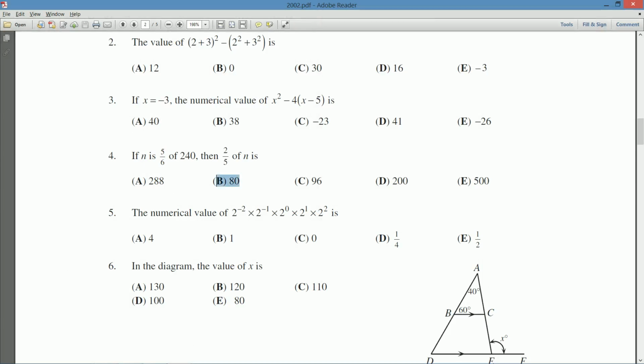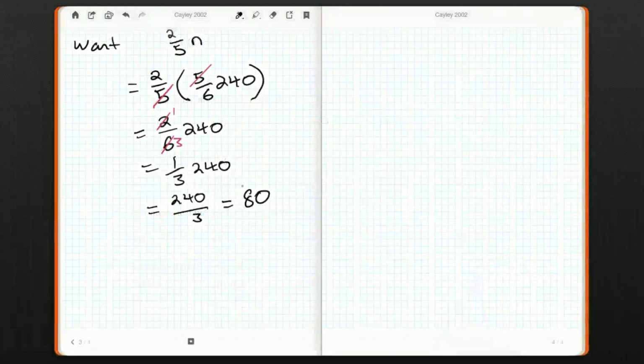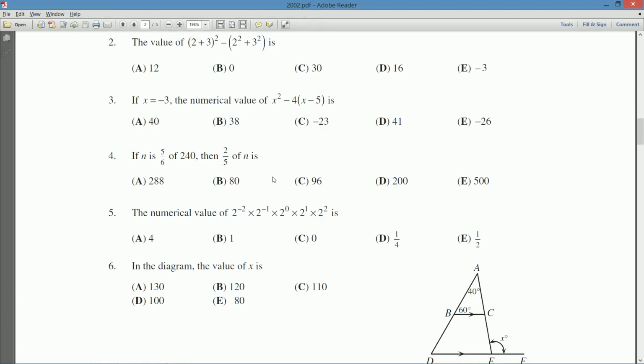Okay, so here we have 80. So our answer that we'll bubble in on our sheet is going to be B. Okay, so that was a pretty quick question. Out of curiosity, what would n have to be?